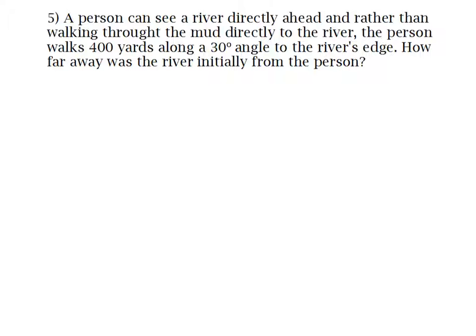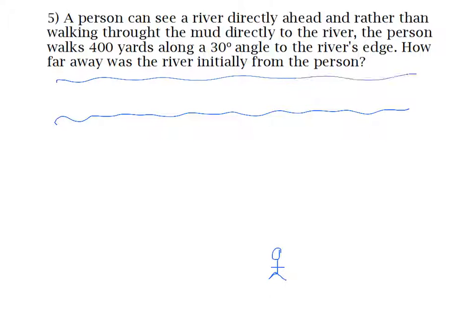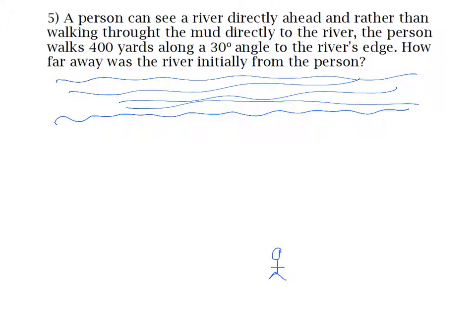All right, so let's draw a picture. Here's the edge of the river. We've got our person down here, and he would like to walk straight to the river, but it's muddy. So instead he's going to walk along this line that is a 30-degree angle to the river's edge. And he's going to have to walk 400 yards that way. The question is, how far away was he from the river to begin with? There's your x.